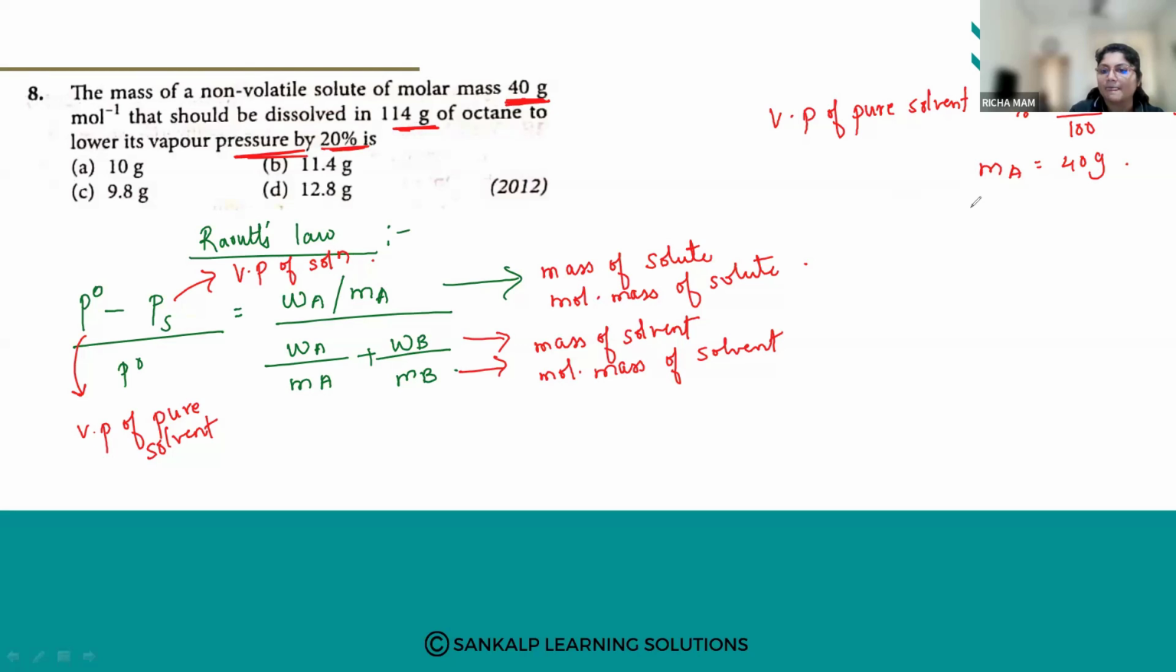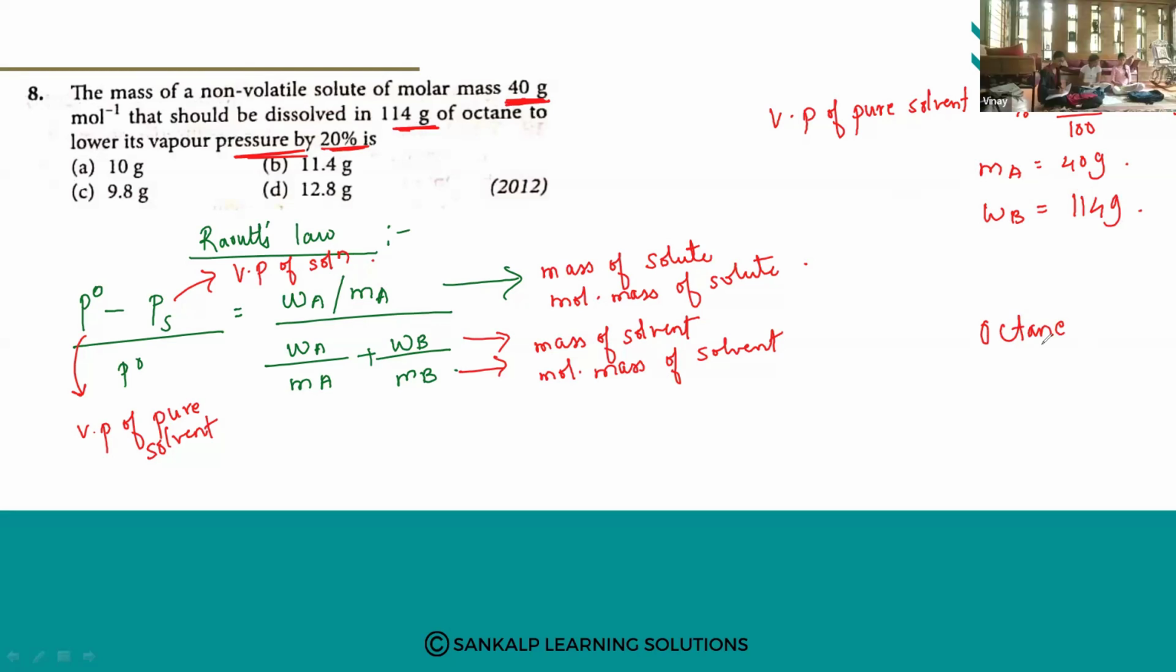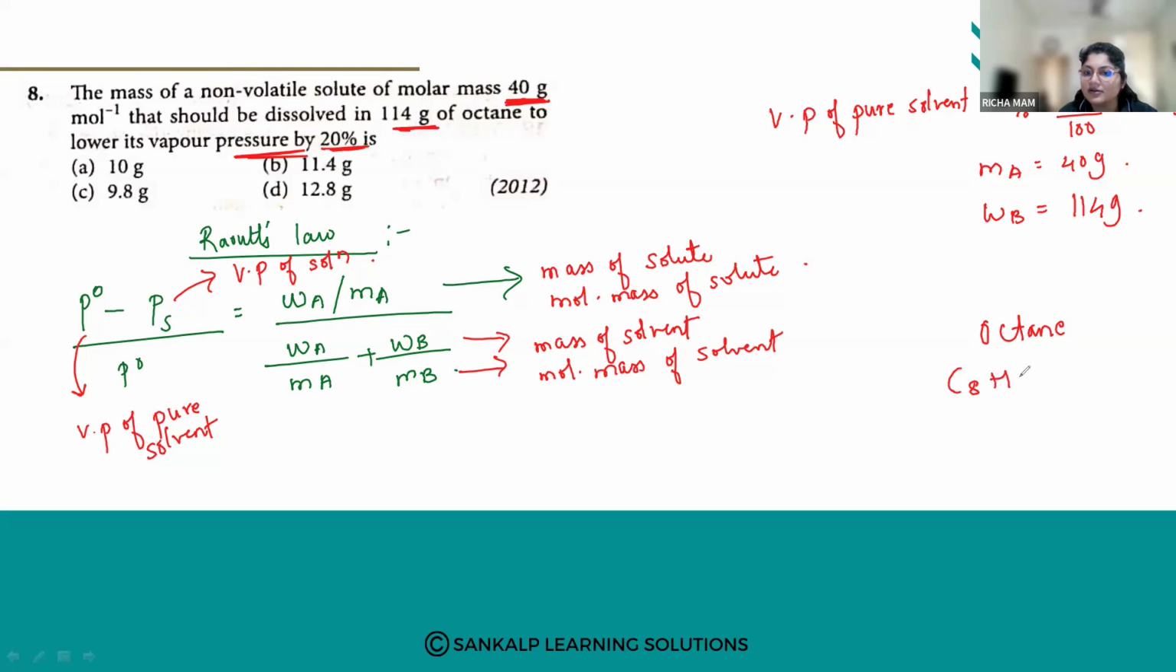What is that? W B. Okay, that should be dissolved in 114 of octane. That is solvent, right? So this is of solvent. Weight of the solvent is 114, octane. Find out the molecular weight of octane. Octane, C8, C8H18.